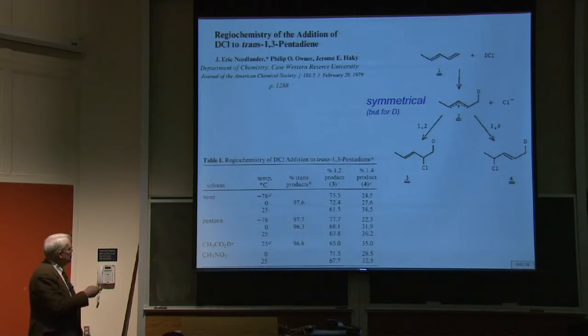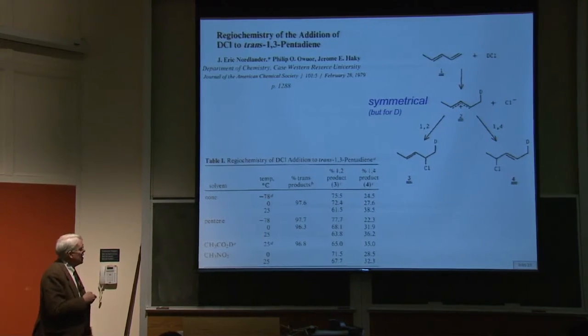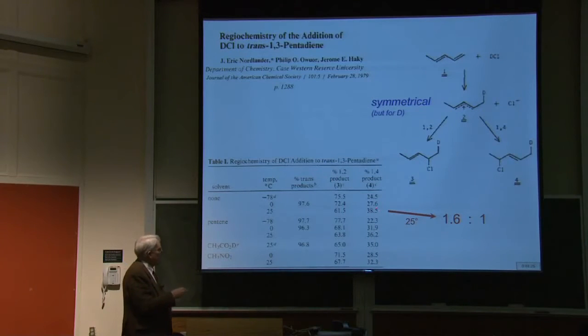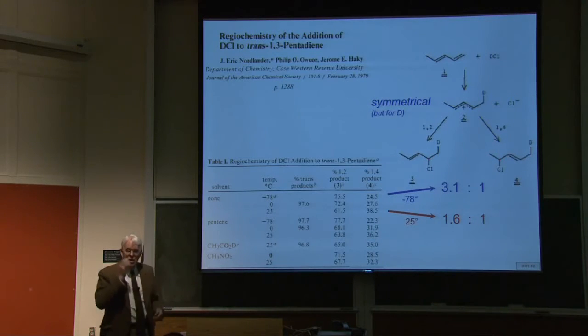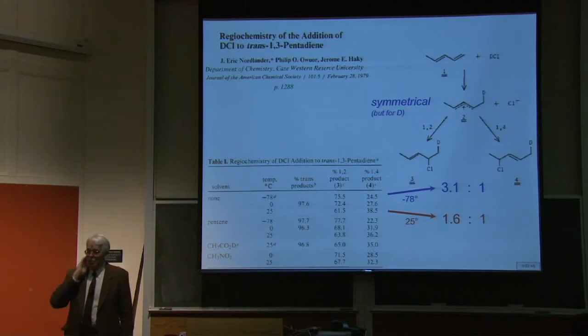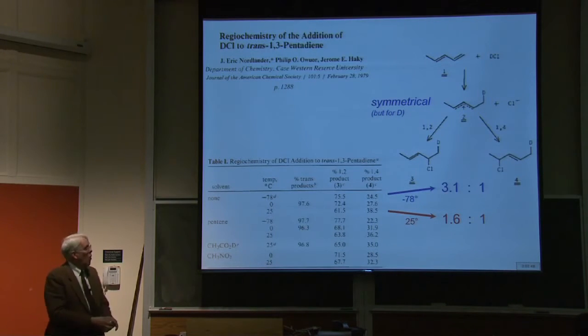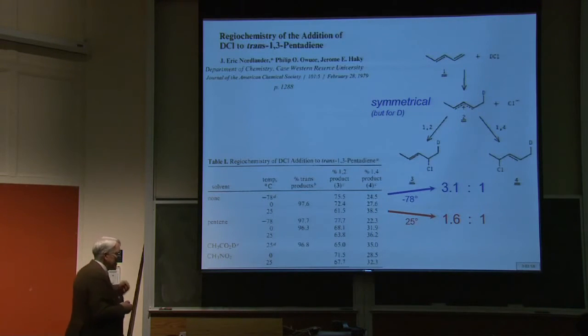So here's the product distribution done in a bunch of different solvents at different temperatures. And just look at a couple of these. If you do it at room temperature at 25 degrees, you get half again as much of this as you do of this. More chloride adds here than here. And if you do it at low temperature, you get 3 times as much addition here as here, even though it's symmetrical. So we've got to find some other reason why, when we do this, the chloride tends to attack here rather than here. 1,2 addition rather than 1,4 addition. Can anybody guess a reason for that?